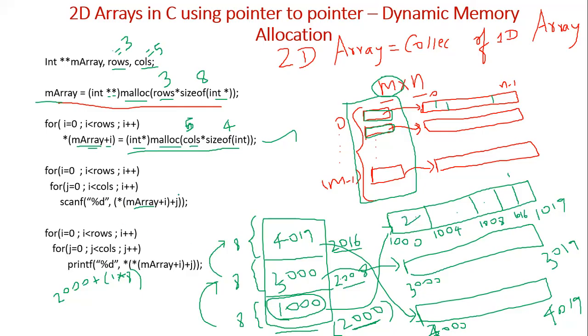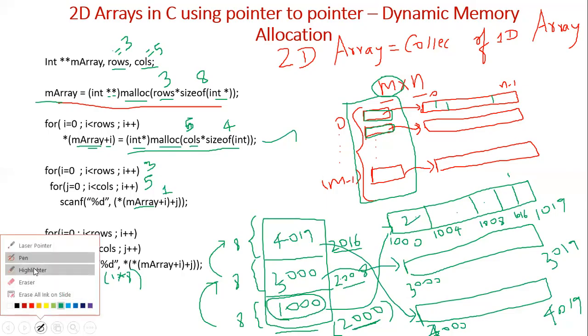In the next iteration, the columns loop will repeat. Sorry, the outer loop will repeat for 3 times and the inner loop will repeat for 5 times. For each iteration of the outer loop, the inner loop should repeat for 5 times. So now only one iteration is completed. In the second iteration, only j becomes 1, not I.